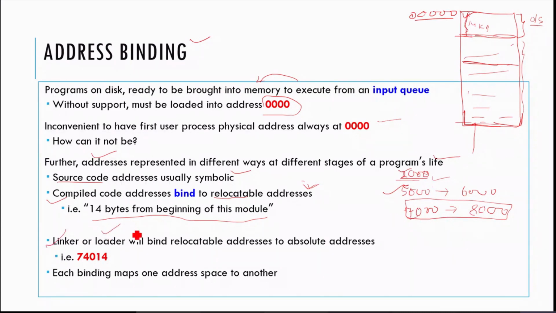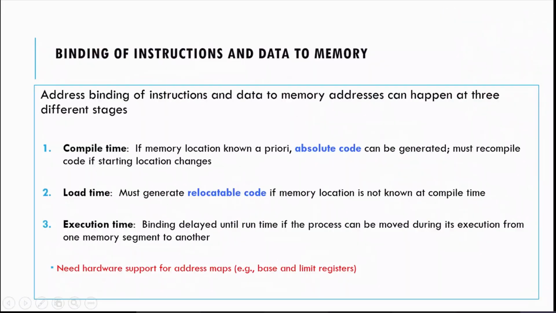So the linker and loader are two components used to bind the relocatable address to an absolute address. Absolute means I added 2, and now this is the full address that came. Absolute means the exact address that is actually there in the memory. Each binding maps one address space to another, so mapping is done over the physical memory.